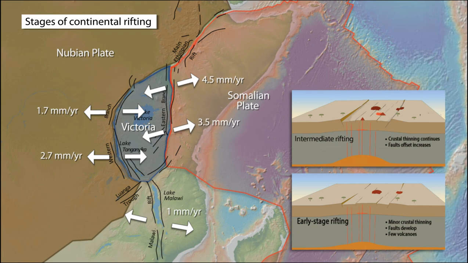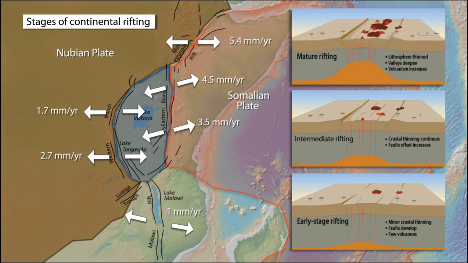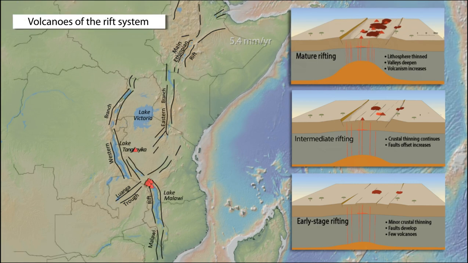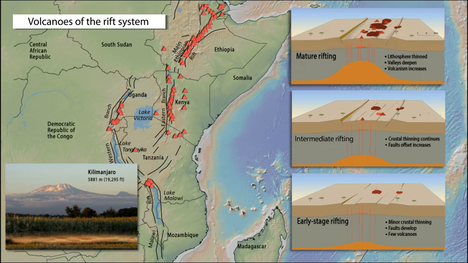In this region, continental rifting is at an intermediate stage, with increased volcanic activity. Across the boundary between the Somalian and Nubian plates at the Ethiopian Rift, extension is faster, and continental rifting is in a mature stage, with more volcanic eruptions. Displaying the volcanoes of the East African Rift system shows the anticipated pattern of volcanic activity increasing from south to north, along with the stage of continental rifting.